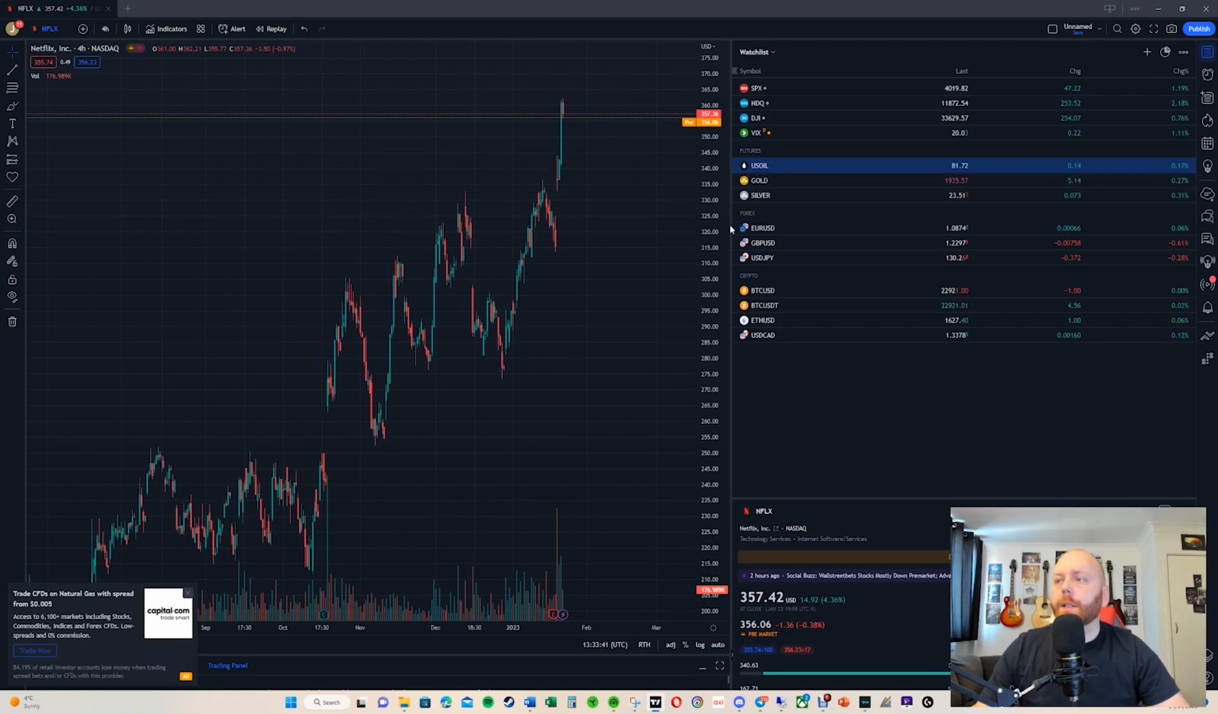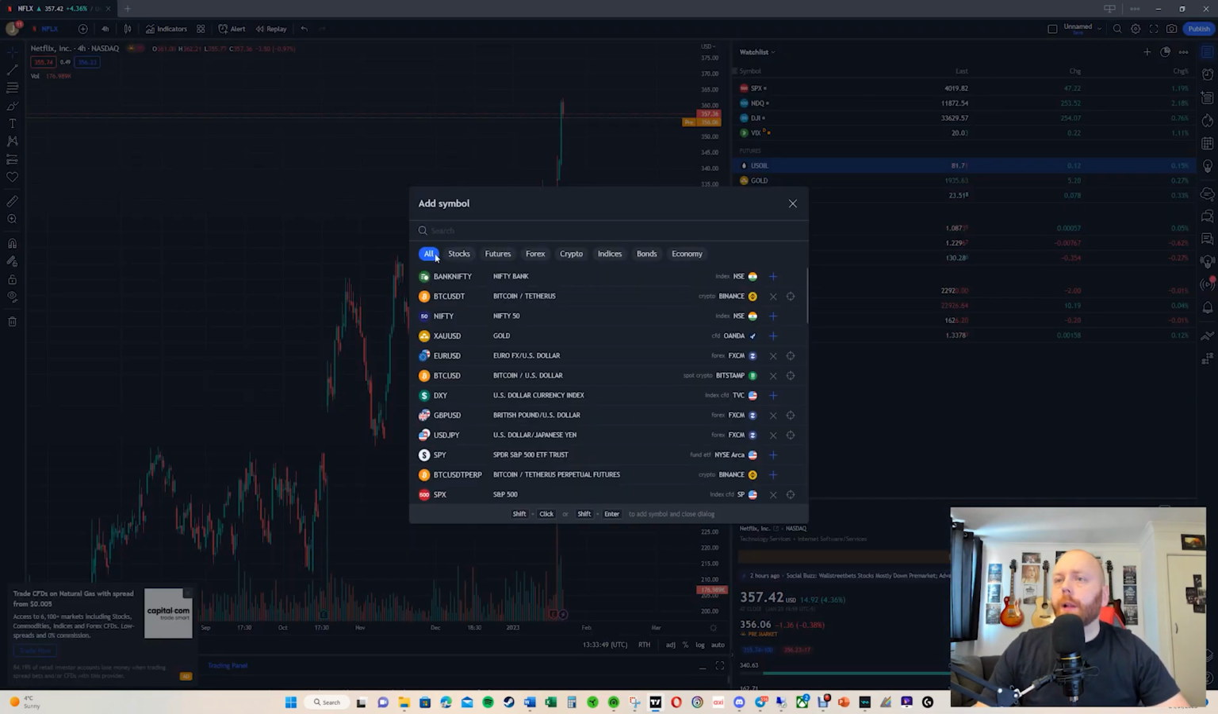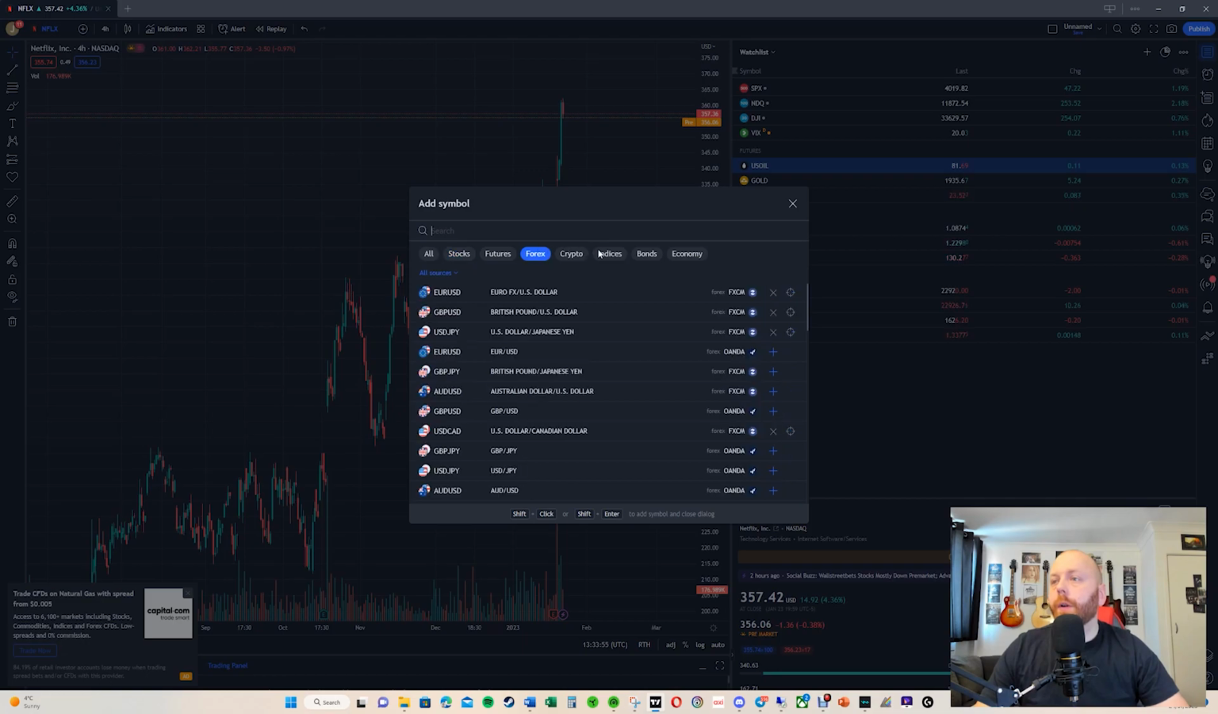Now, if you want to add something into your watch list, you go to this button at the top where you can see the plus symbol and it's add, and you'll have the option then to search everything in TradingView, or if you just want to search stocks, Forex, indices, anything like that.